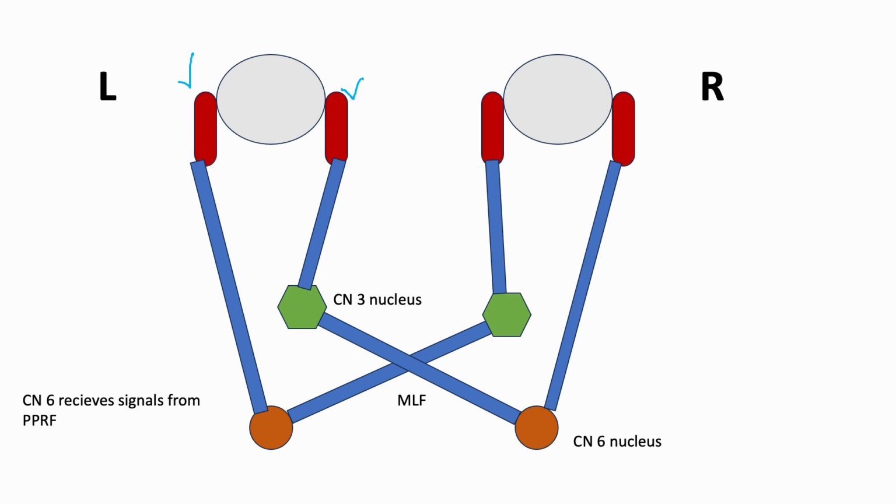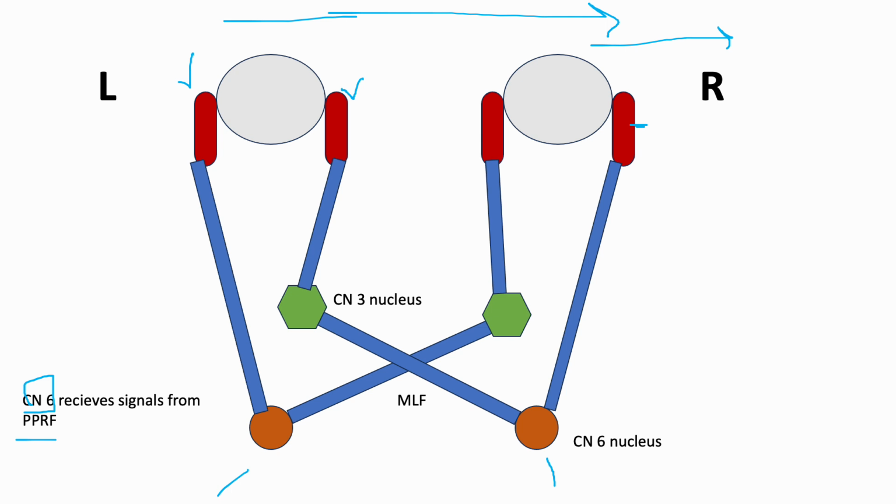Now, if I tell this patient to look towards the right, what is going to happen? The cranial nerve 6 will be stimulated by the PPRF. This is stimulated and this is also stimulated. Once they are stimulated, obviously they will go to the lateral rectus here, and the lateral rectus is going to cause the eye to look towards the right side laterally.